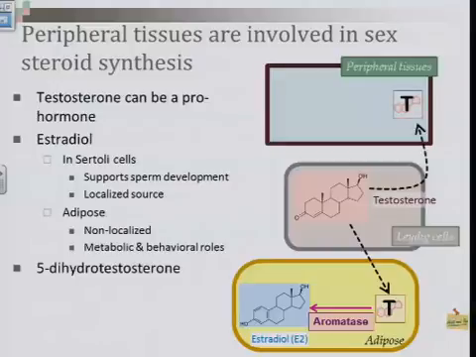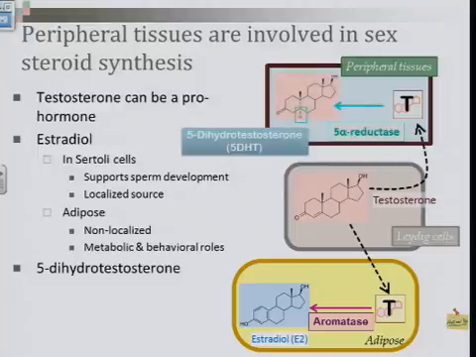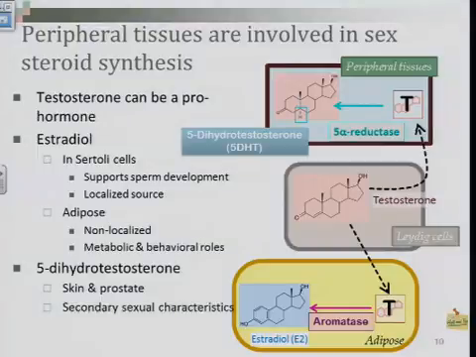There's also 5-dihydrotestosterone, or 5-DHT. That's made in peripheral tissues by a 5-alpha reductase, which gives 5-DHT. Most 5-alpha reductase is in the skin and in the prostate gland in men, where it's responsible for the development and maintenance of many secondary sexual characteristics.